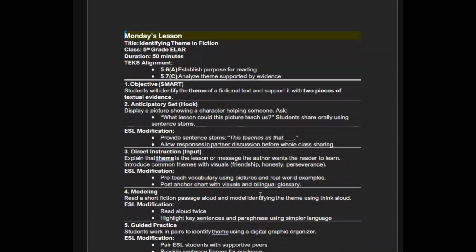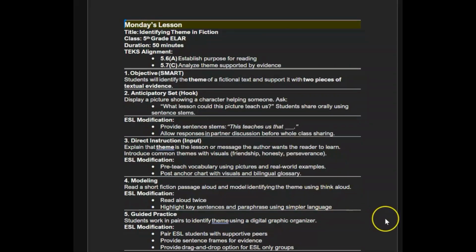So we start off with Monday's lesson plan. The title is going to be Identifying Theme in Fiction. All these lesson plans are, of course, for the fifth grade and following my partner's instructions. The objective for this lesson is to have their students identify what is the actual theme of a fictional text and support it with two pieces of textual evidence.